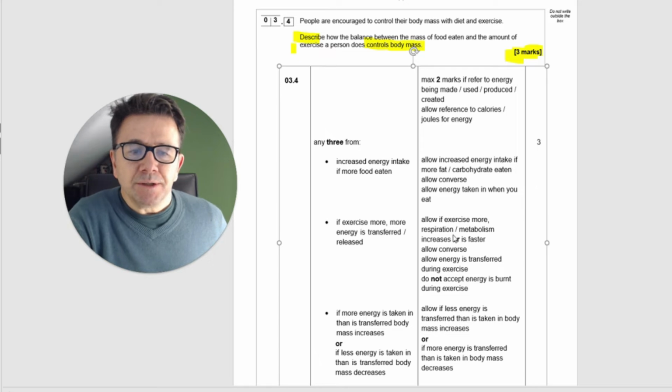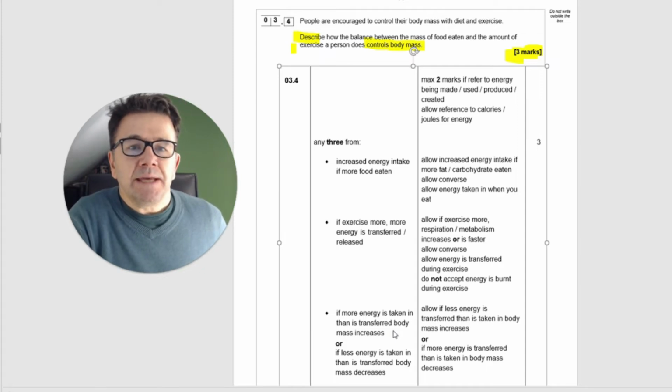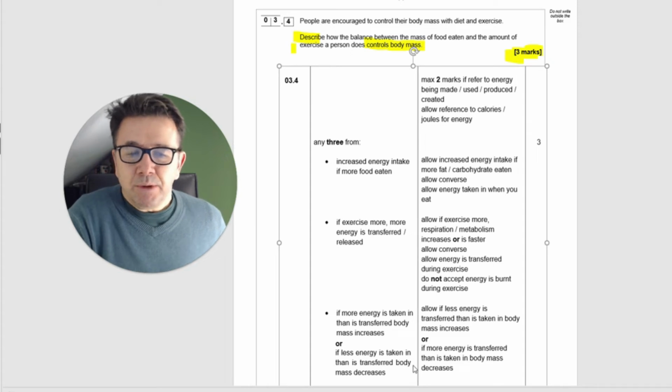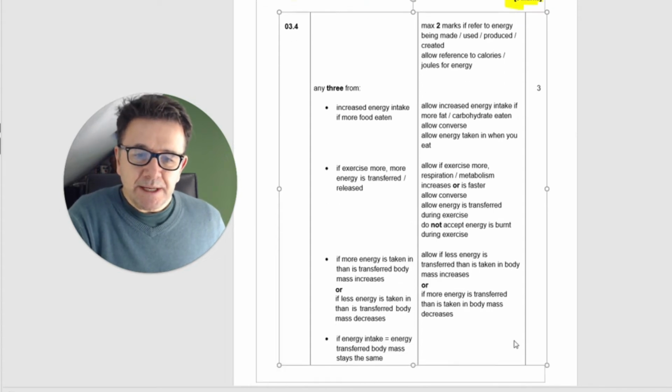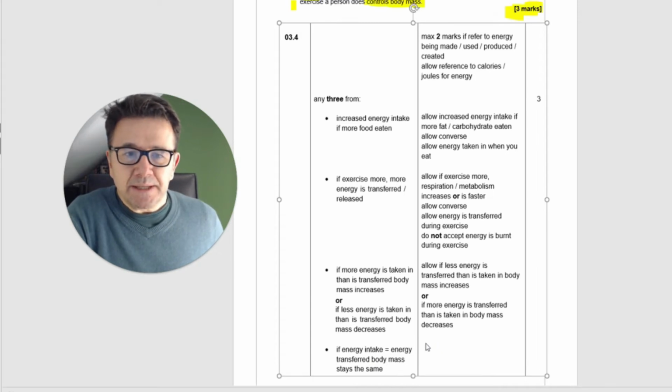You could mention that there's more respiration or higher metabolism. If more energy is taken in than is transferred, the body mass will increase. Or you could say conversely, if less energy is taken in, then body mass decreases. If energy intake is the same as the energy transferred, your body mass will stay the same.